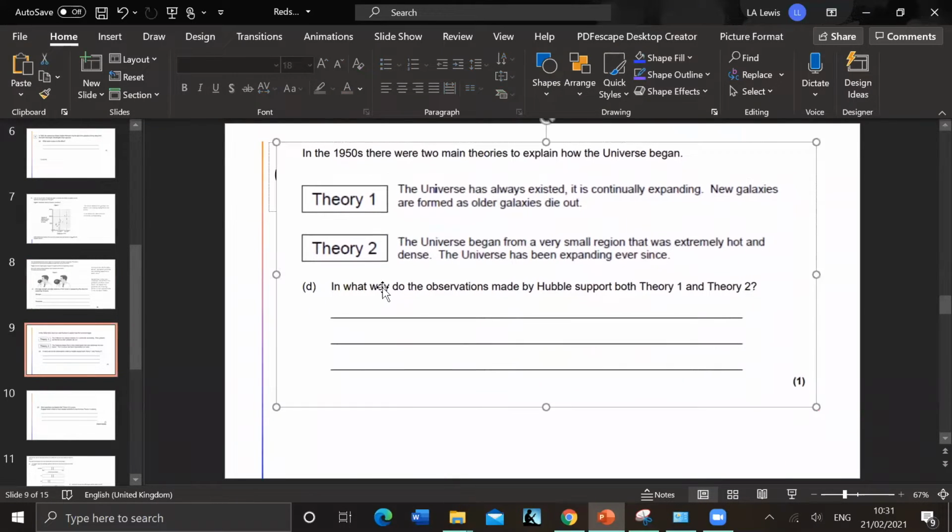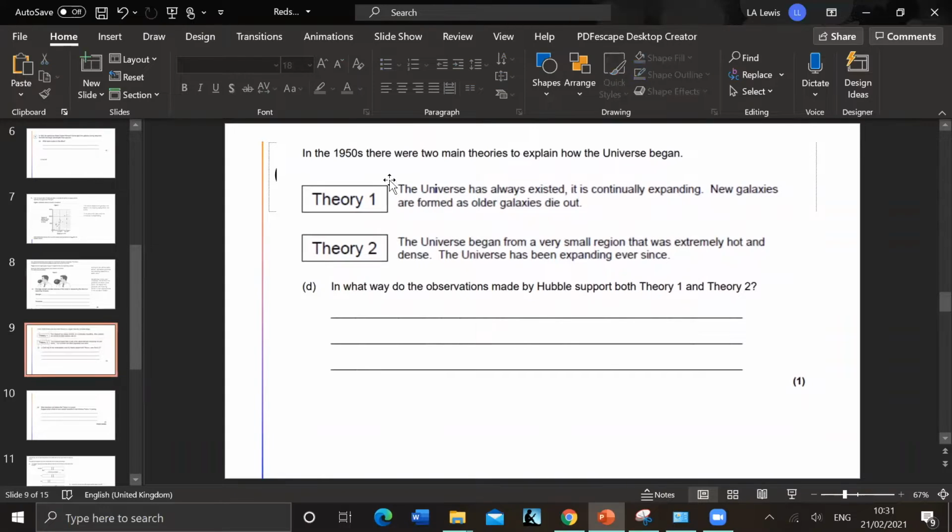Okay, more practice. In the 1950s, there were two main theories to explain how the universe began. Theory 1: the universe has always existed and is continually expanding. New galaxies are formed as older galaxies die out. That one's called a steady state. Theory 2: the universe began from a small region, like a small little point, that was extremely hot and dense. The universe has been expanding ever since. So that's a Big Bang, isn't it?